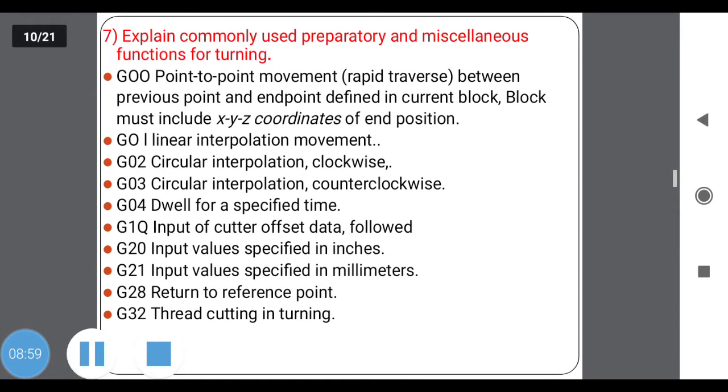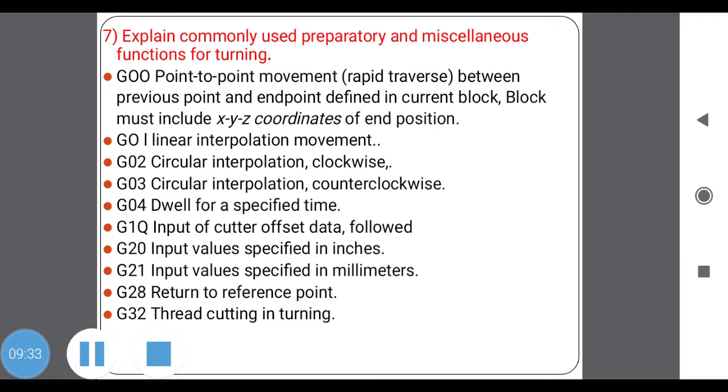Next one, list or explain the commonly used preparatory and miscellaneous functions for turning or milling. We may use the same code for turning as well as milling. First one is G00, that is point to point movement or rapid movement. Rapidly move the tool from one position to the next. G01, linear movement. G02, circular movement in clockwise. G03, circular in anti-clockwise or counterclockwise. G04, dwell for a specified time.